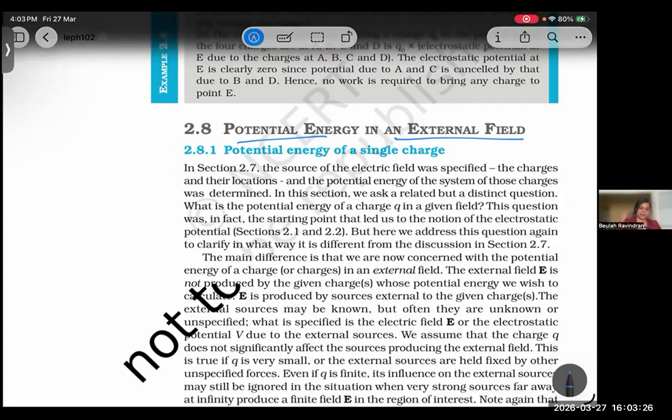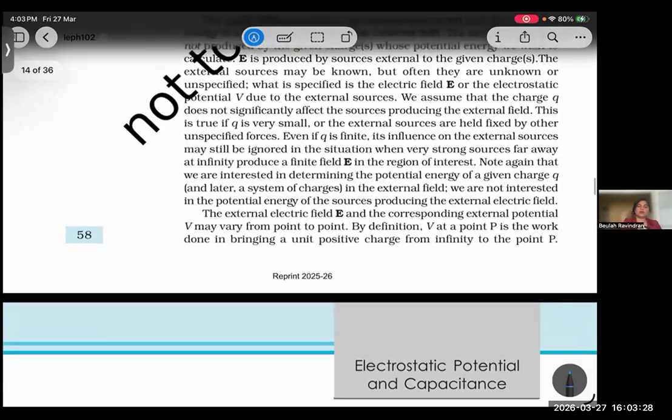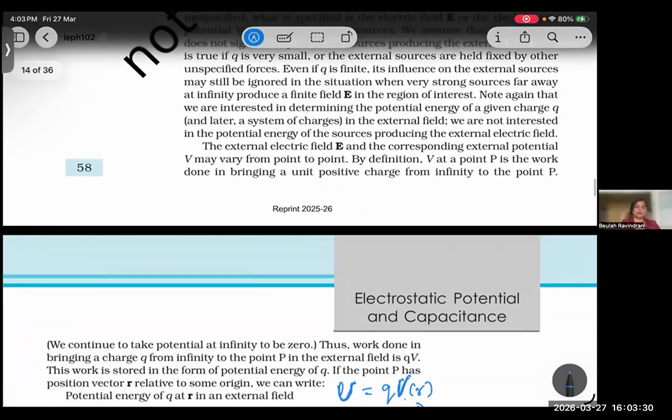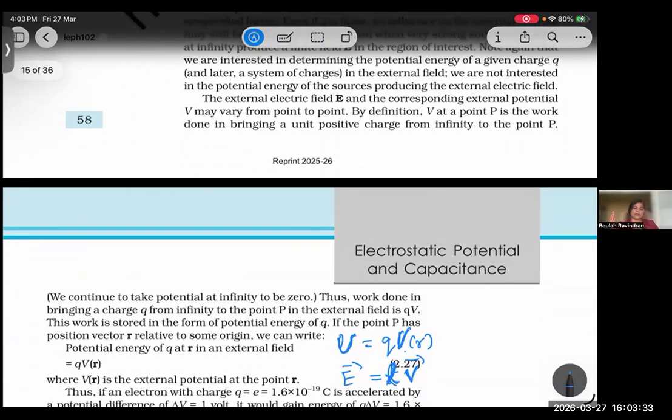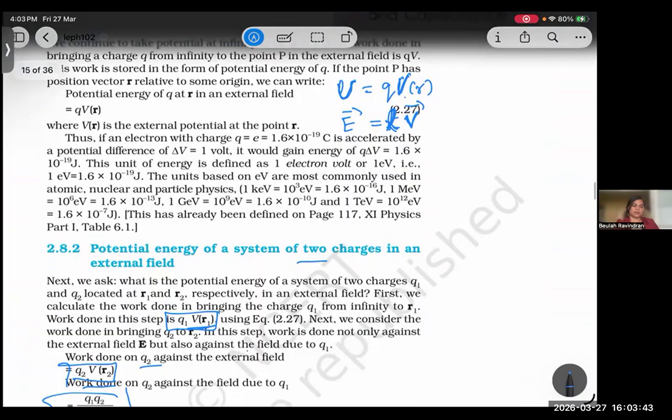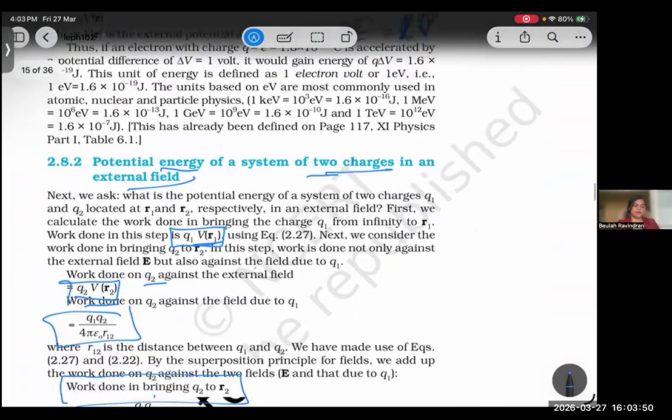The field is also influencing it. So Q, what is Q? You know that you are taking the charge from infinity to one point. That Q is the unit positive charge. So you have to consider the electric field also here. So here also, the potential energy of a system of two charges in an external field.